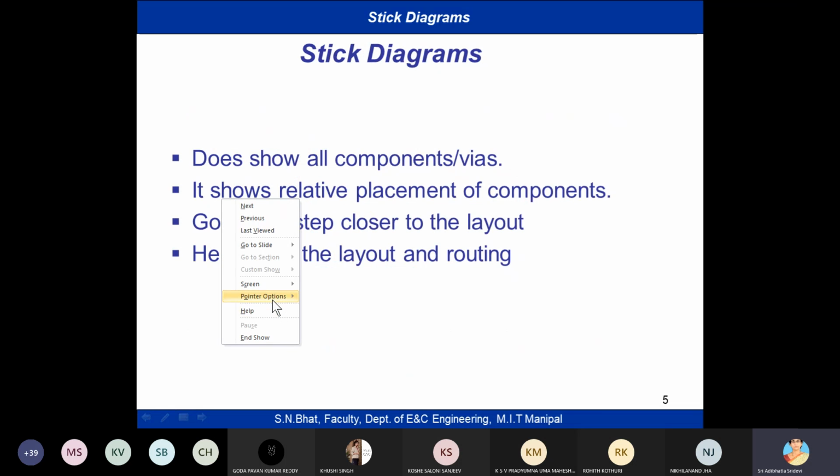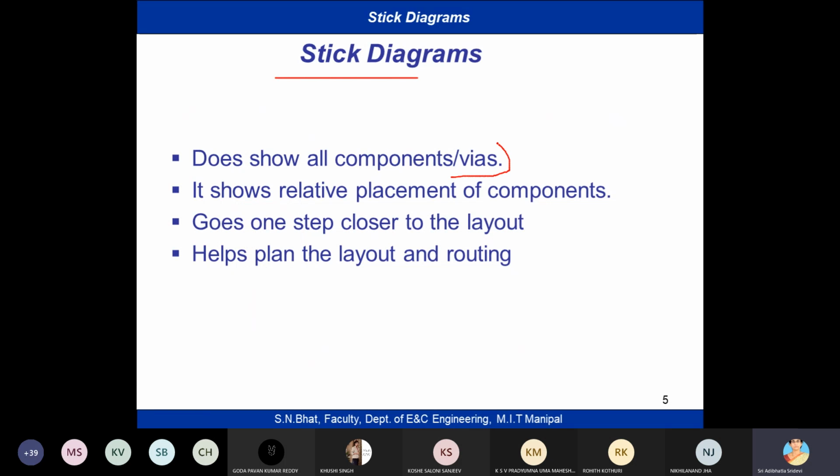Okay, so what are the features of stick diagrams? They will not show the vias. Vias means, say if you have two different layers, we cannot directly connect two different layers. We have to use a via. Generally they will not show the vias, and they will show only relative placement.